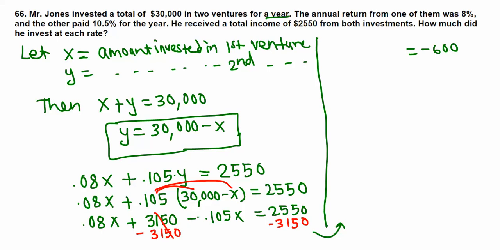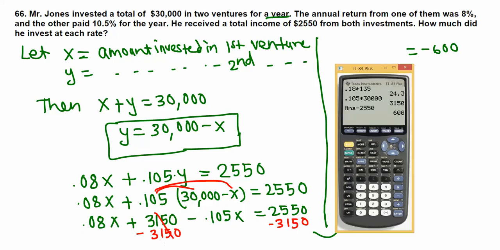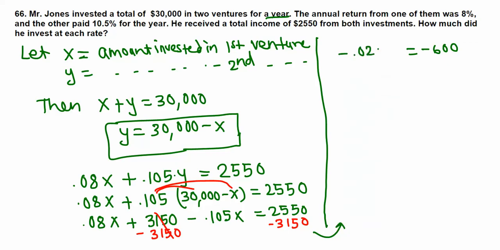On the left, 0.08X minus 0.105X. We can use the calculator again. So 0.08 minus 0.105 is negative 0.025. That's negative 0.025X. Now we have negative 0.025 times X equals negative 600.